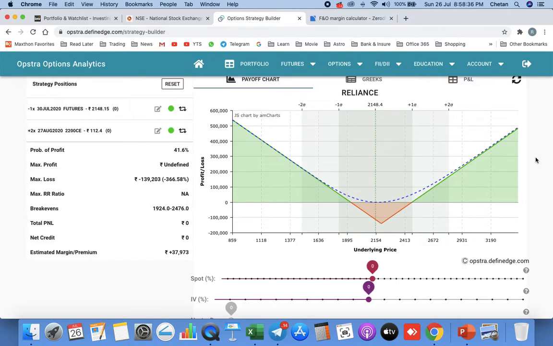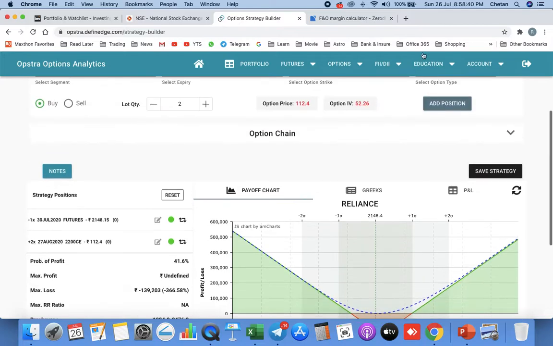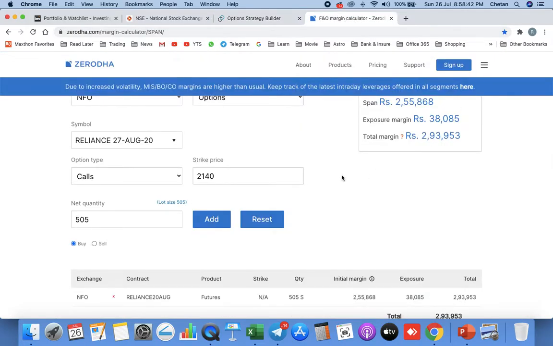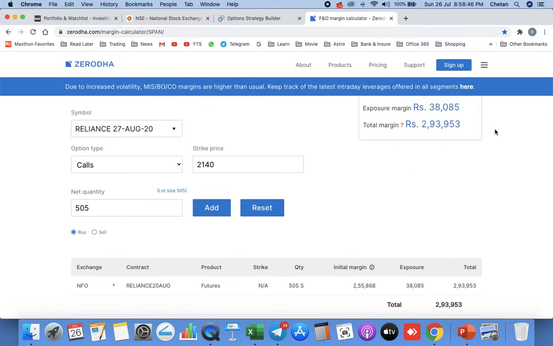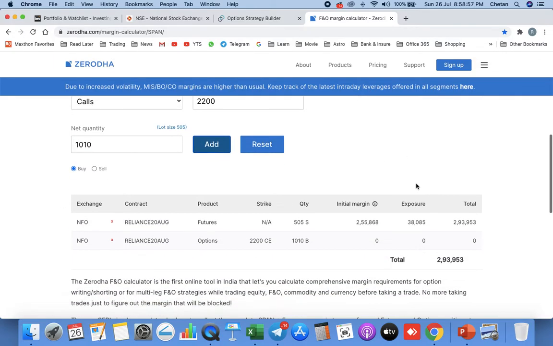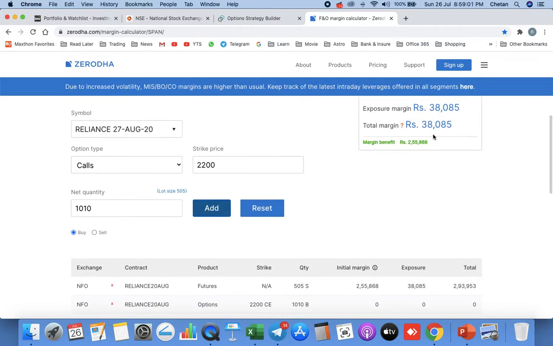But you are not going to hold it as it is. Once the market moves down, you are going to hold only one lot of the call option. Now let us see what margin is required for buying one lot of the call option in Reliance, to see the benefit of margin adjustment in the hedged position. Now let us buy 2 lots of the 2,200 call option. When you buy 2 lots of the call option with 1 lot of futures sold, your margin is only 38,000 rupees.